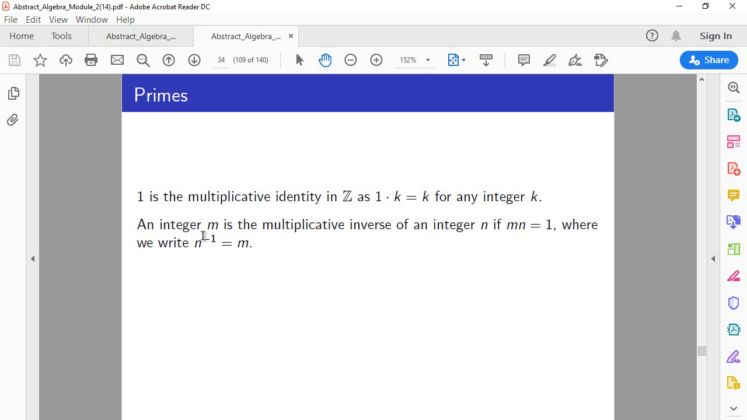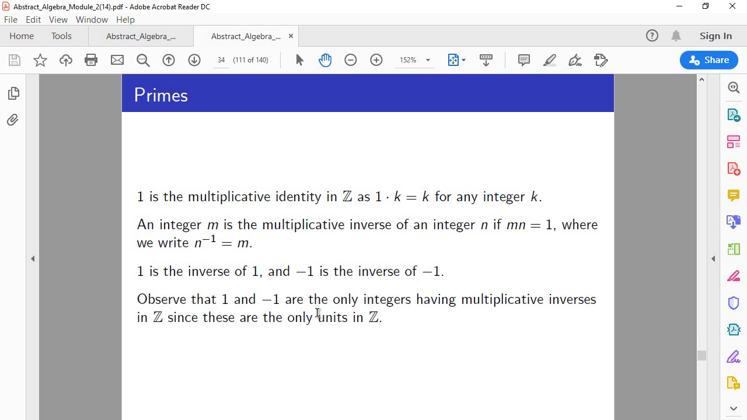So let's observe that we are talking about two integers m and n. Now what's the inverse of 1? Well, the inverse of 1 is itself, because 1 times 1 is equal to 1, so 1 is the inverse of itself. What's the inverse of -1? Well, -1 times -1 would be 1, so the inverse of -1 is itself as well. And in the set of integers, these are the only two numbers that have multiplicative inverses.